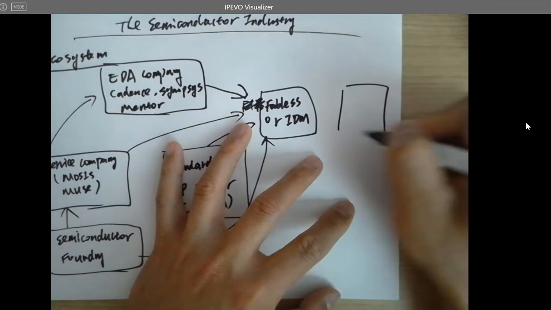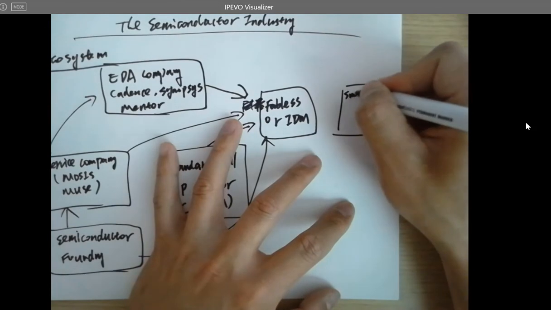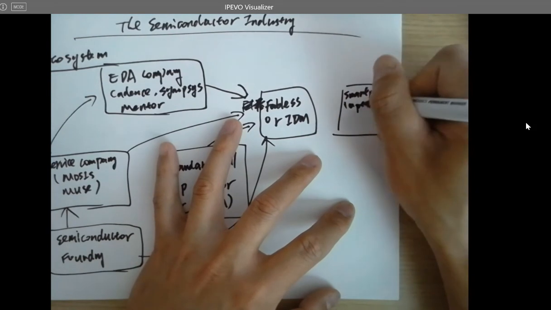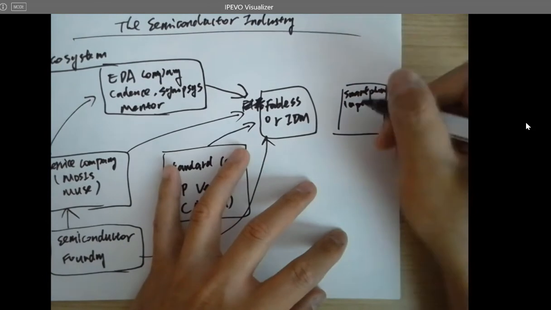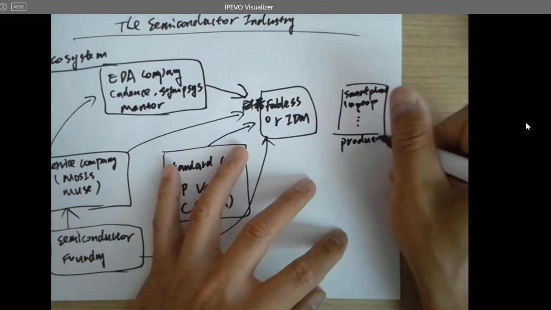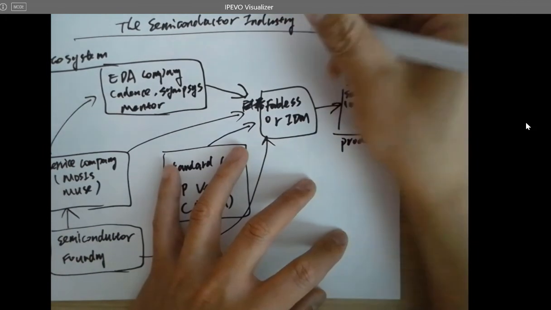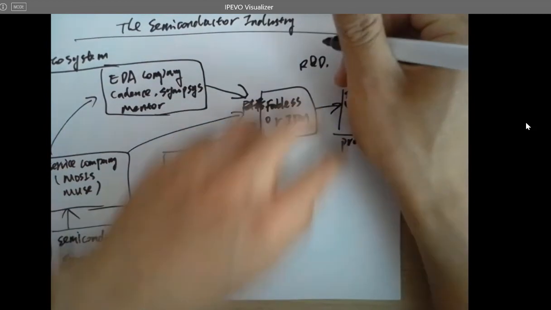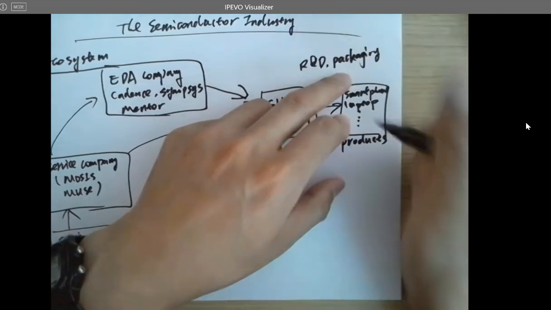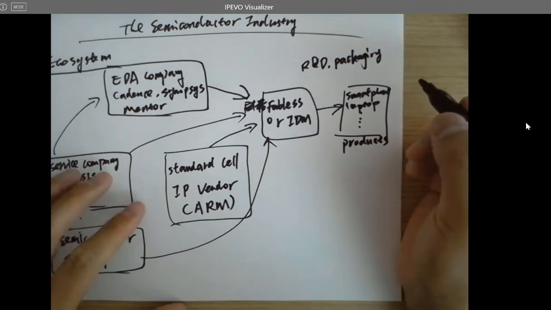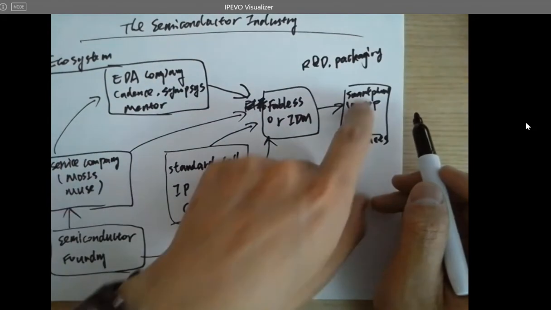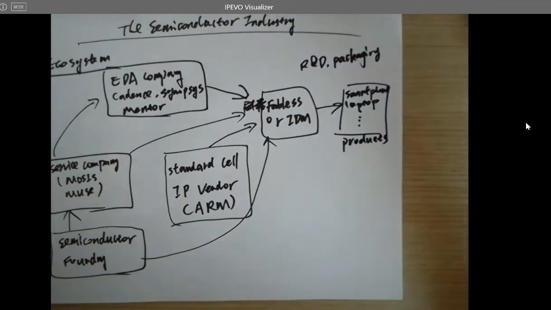And also smartphone, laptop manufacturers, all these different manufacturers. They are selling products. What they do is actually R&D, packaging, manufacturing, distribution, testing, all this kind of work. So these companies will sell all these products to the public.